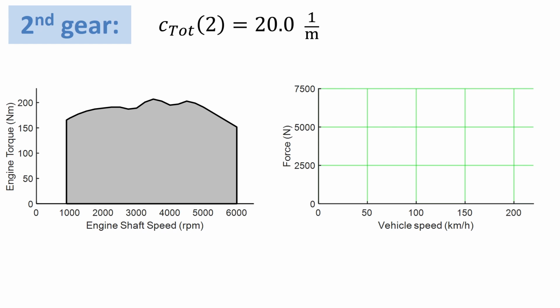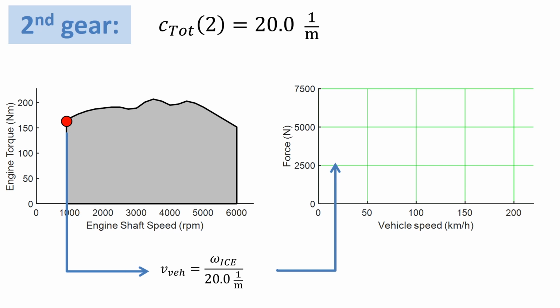Each point in the engine torque shaft speed diagram can be translated into a corresponding operating point in the force speed diagram. First, let's consider when the gearbox is in second gear. The total transmission ratio is 1 per meter in this case. The first operating point in this analysis is maximum engine torque at the minimum engine speed. The corresponding speed in the force speed diagram is found by taking the engine speed, expressed in radians per second, and divide it with the total transmission ratio.